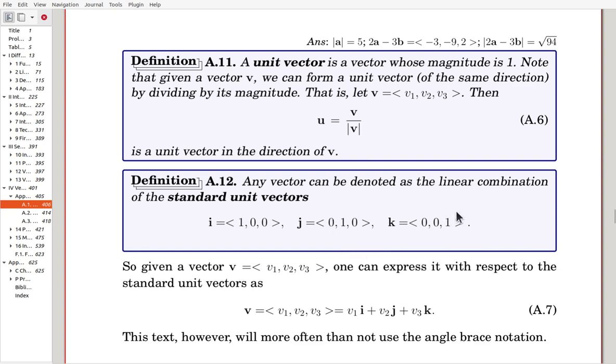Any vector can be denoted as a linear combination of the standard unit vectors i, j, k. i is the standard unit vector in the first coordinate direction, the x direction, j is in the y direction, and k is in the z direction. So given a vector, you can write it in this way, and quite easily you can check here, right?